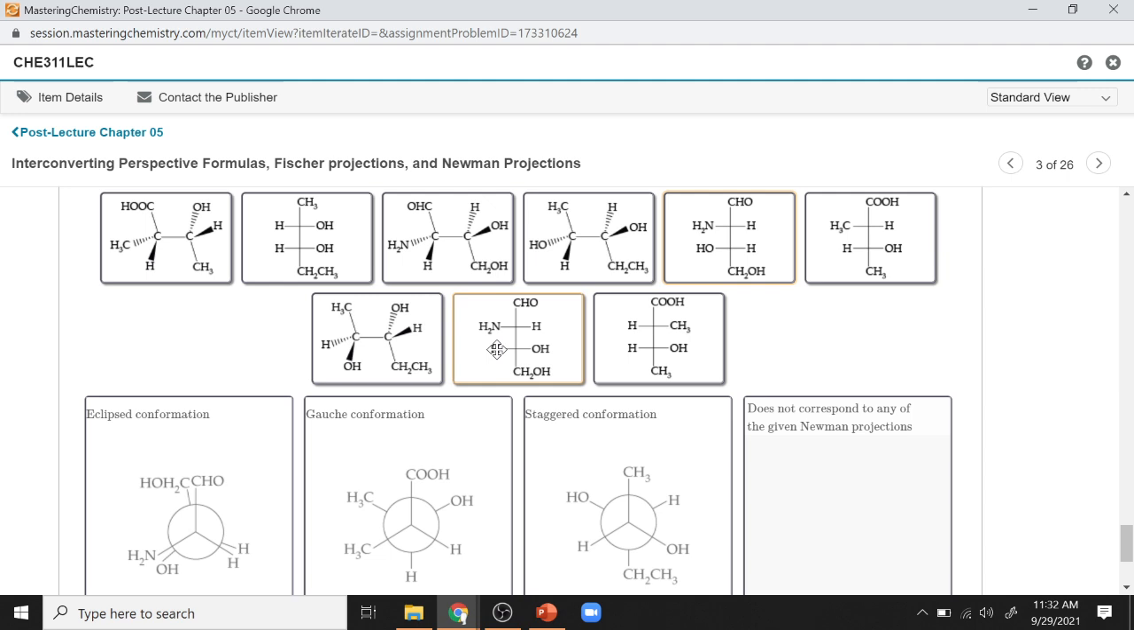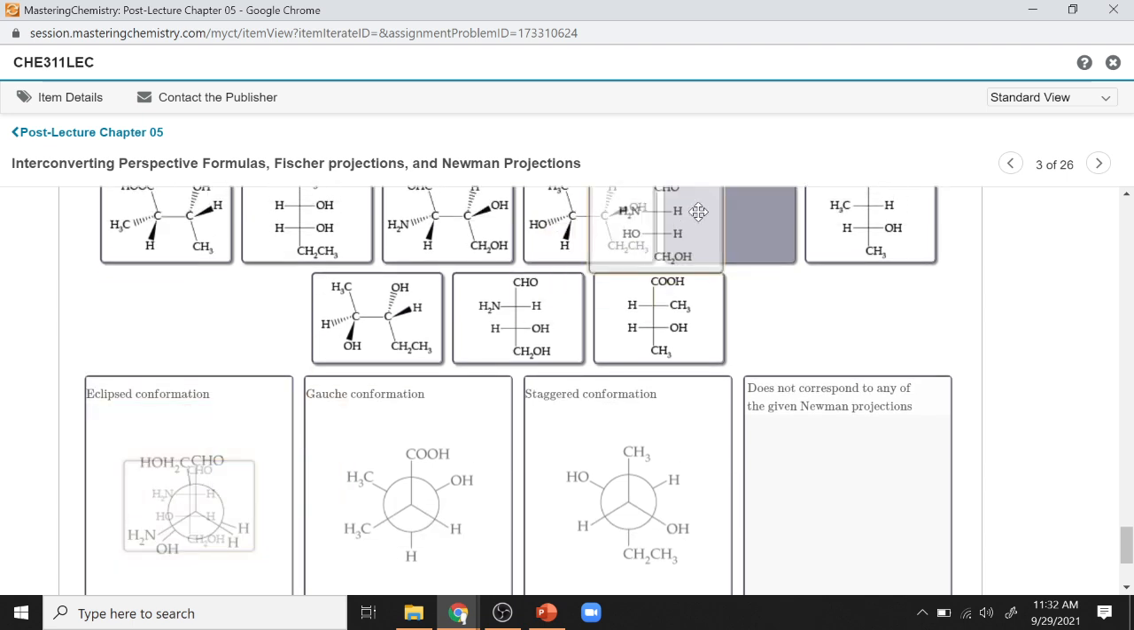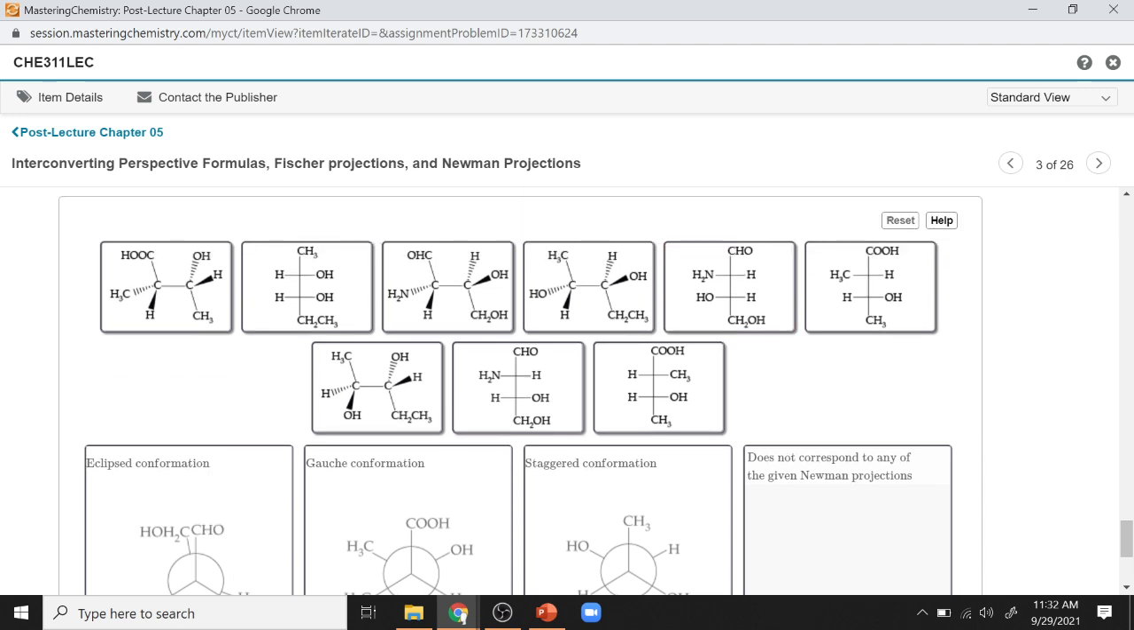Yeah, you literally flipped one of the groups, right? Remember, you flip two groups, and an enantiomer is born. Okay. So that one's good. Yes, it does. It overlaps. I'm going to wait to put that in. Okay, this one was also good, right?